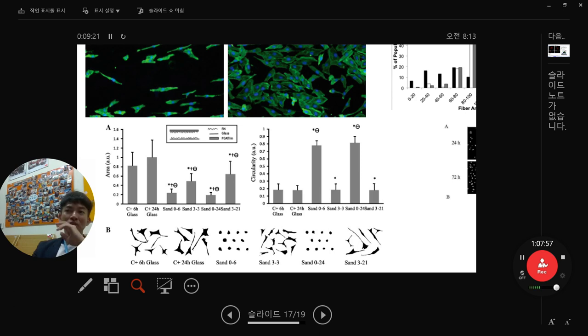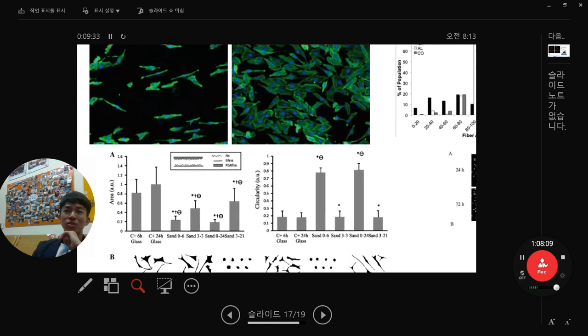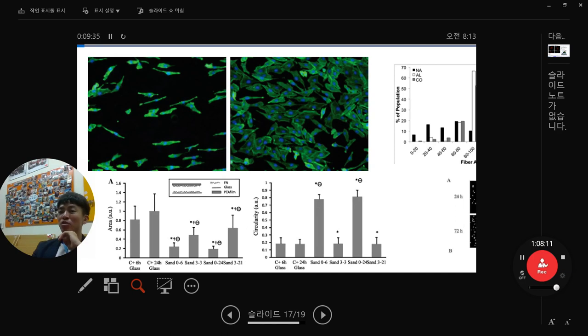You can find much information on ImageJ, how to analyze the area of each cell. And then circularity. Circularity 1 is a perfect circle. Circularity 0 means linear, like this one. So if you have some fiber, this is more like 0.7 circularity, but this one is around 1 circularity. All this circularity and area you can easily quantify by ImageJ.